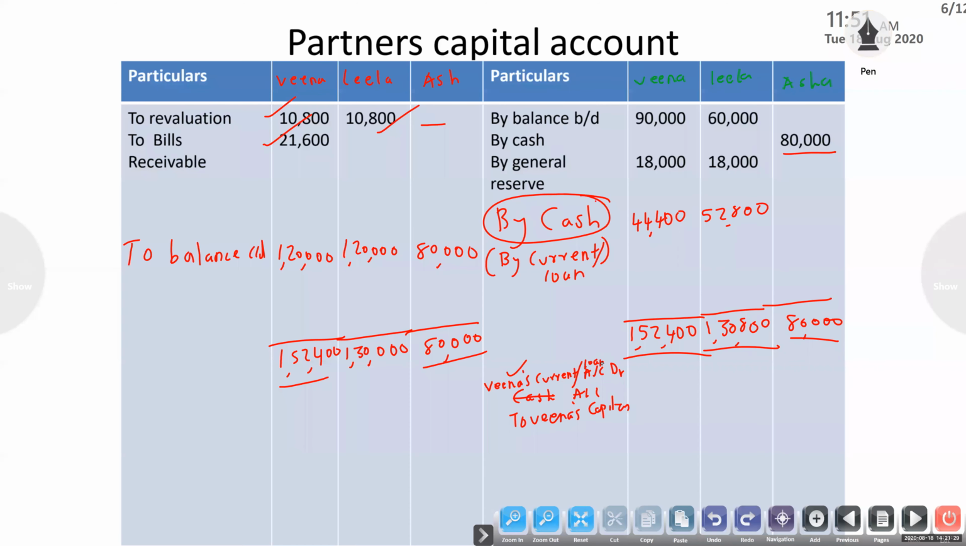Can you explain again? Which one? Last topic, current account. Suppose in the question, the last adjustment is given: the capital account of the partner be adjusted through current account. If it is through current account, instead of cash, you have to write by current. If the capital account be adjusted through loan account, then instead of current, you write loan. Okay?